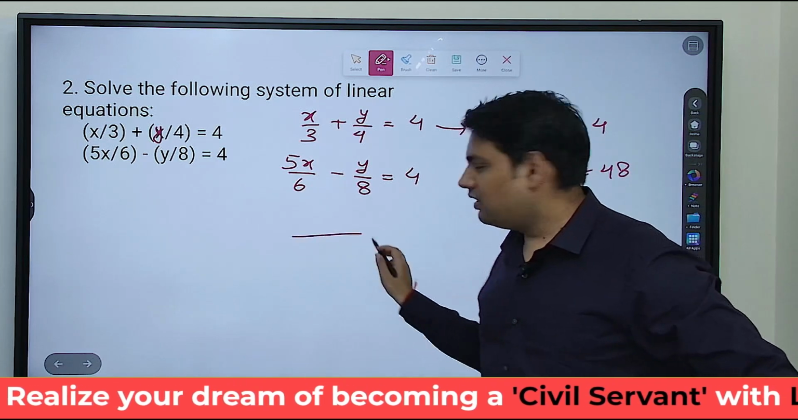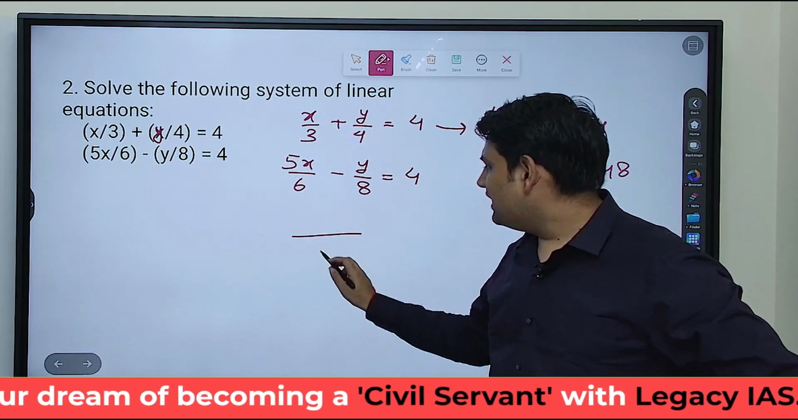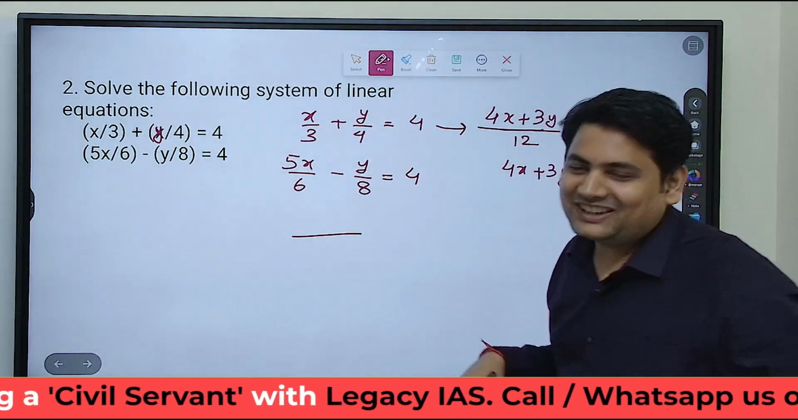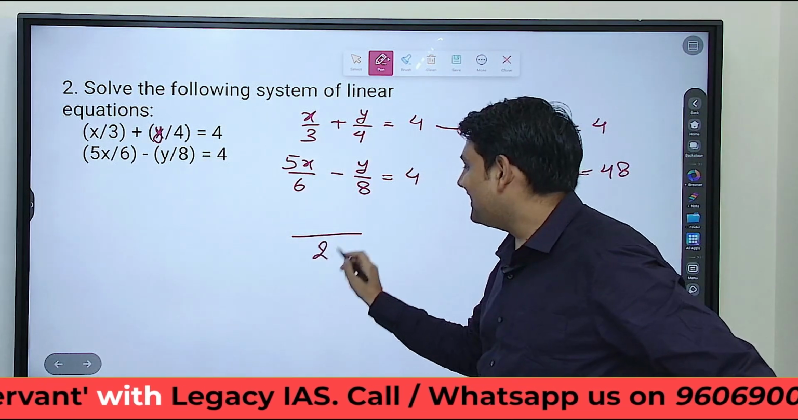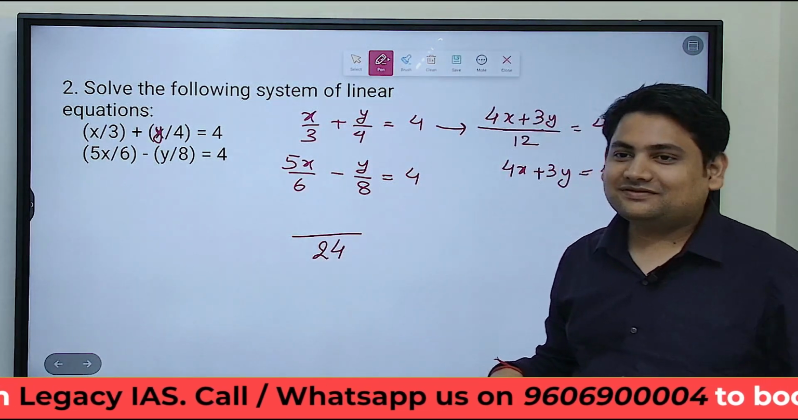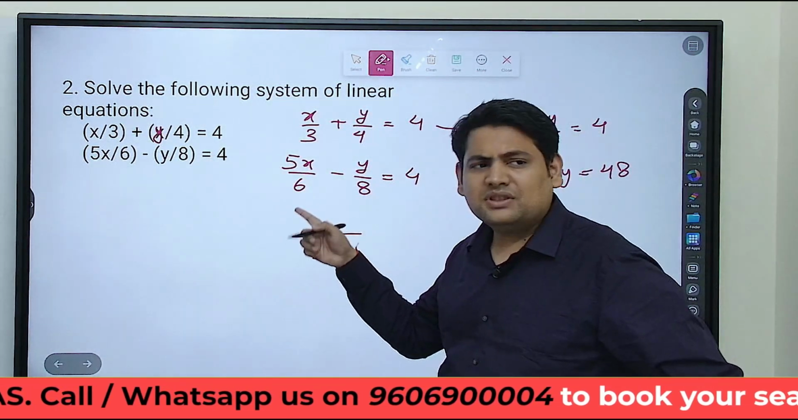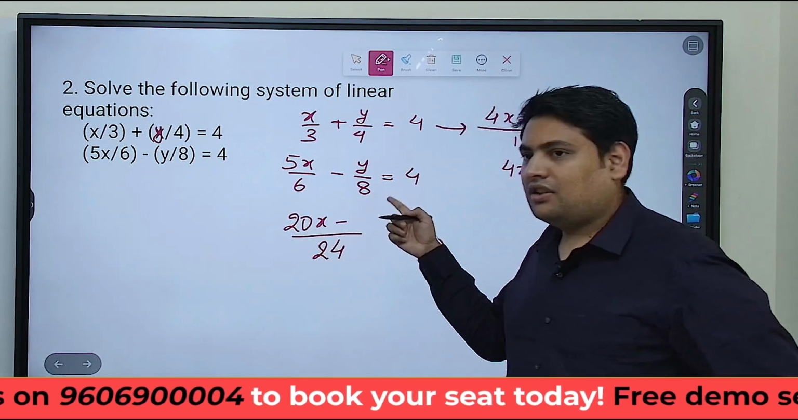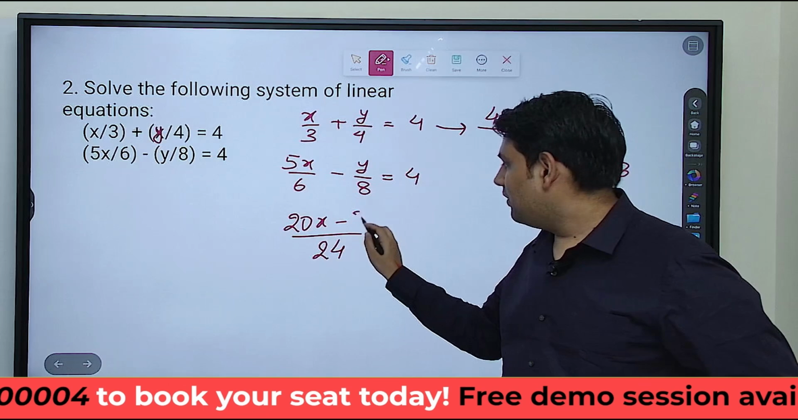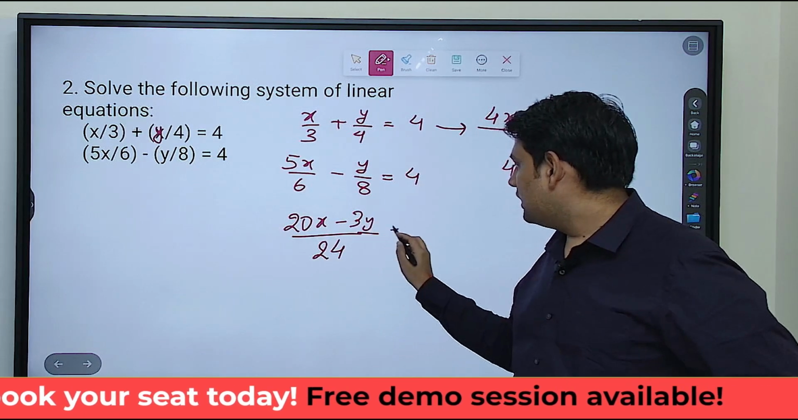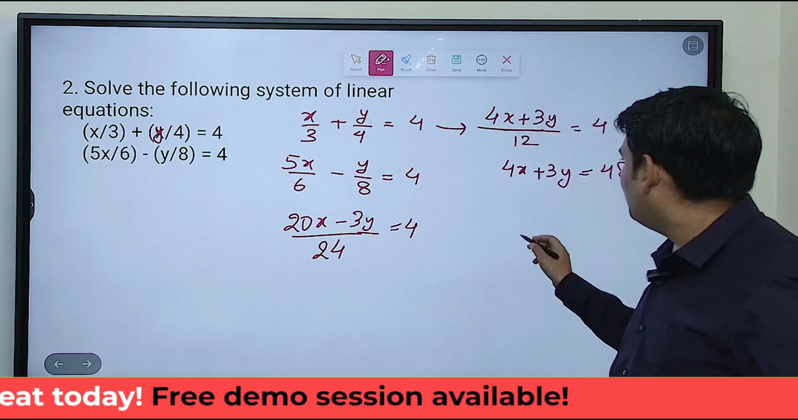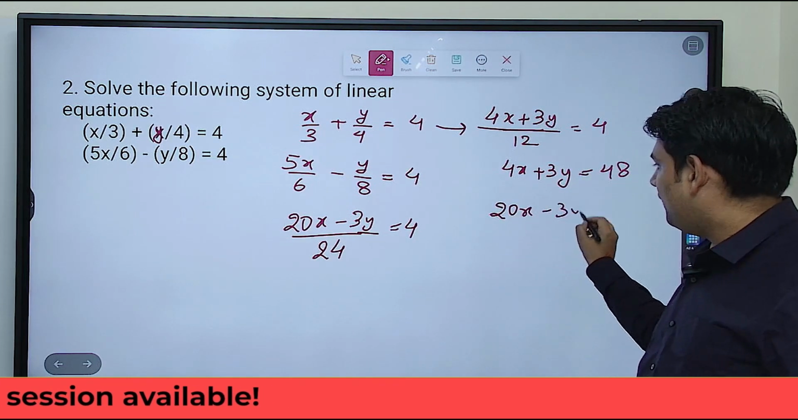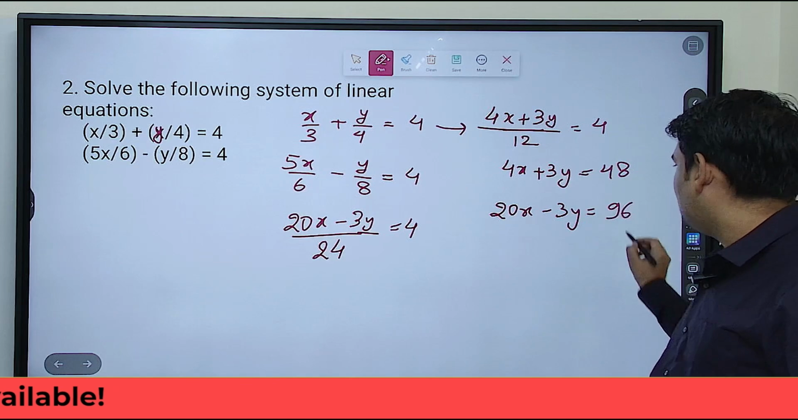Similar thing you can do here also. So what you will get? 8 and 6, let's say their LCM will come out to be 24. Now 5x will go how many times? 4 times. So you get 20x, and here y will go 3 times. So you get 3y is equal to 4. Now 24 into 4, you can do it. This becomes 20x minus 3y is equal to 96.